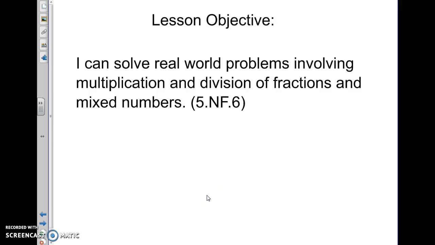Our lesson objective today: I can solve real-world problems involving multiplication and division of fractions and mixed numbers. It's 5th grade standard, numbers and fractions 6.